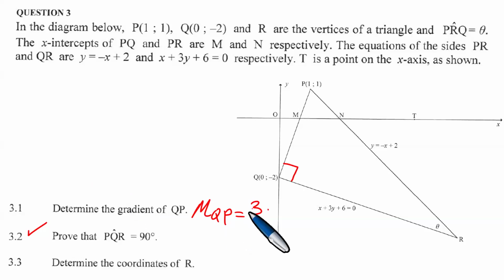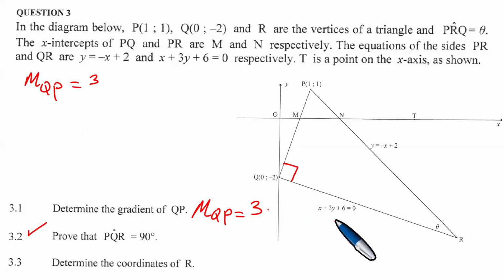Right, first things first, we already know, so in other words, we must know two things. We'll need to know the gradient of PQ. Or you can use the same language here as the examiner, so we need to know the gradient of QP. Right? Gradient of QP, so we write that one. And this gradient of QP is 3.